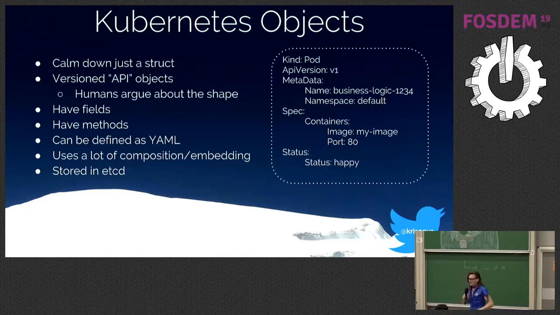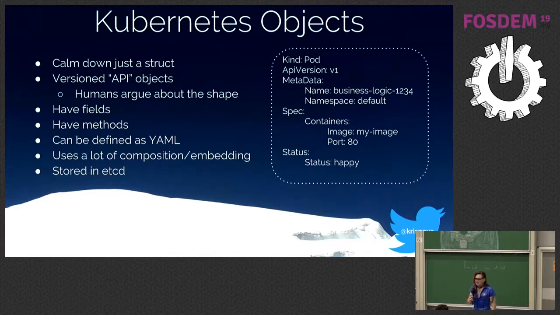But ultimately, they have two things. They have fields, just like a struct. It's any type you want to create, any of the built-in types. And they have associated logic with it. They have methods, just like a struct. Furthermore, they can be defined as YAML. We've all seen Kubernetes YAML before. But because it's a struct, it can actually be defined as JSON or any encoding language, for that matter. If you actually use the kubectl command line tool, you can do -o json, and you actually do everything in JSON. You definitely don't have to use YAML in Kubernetes.